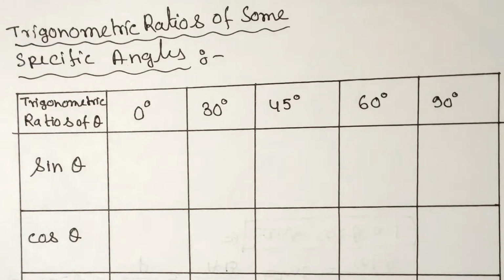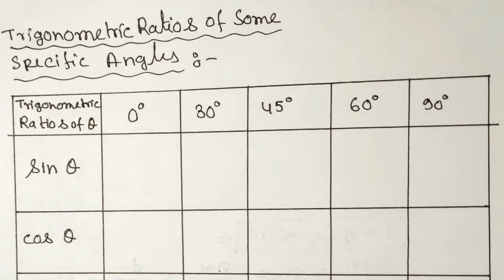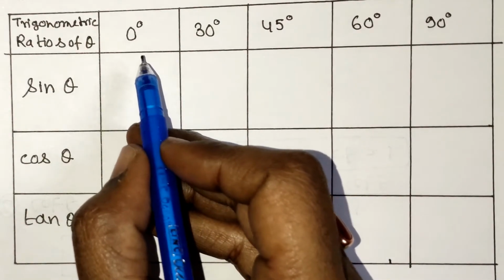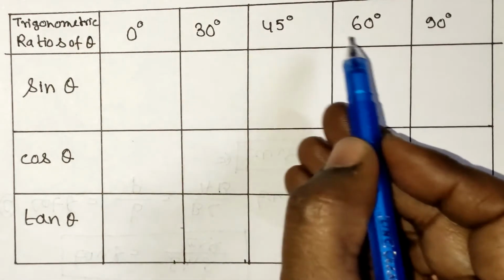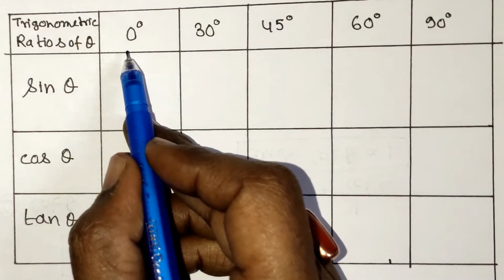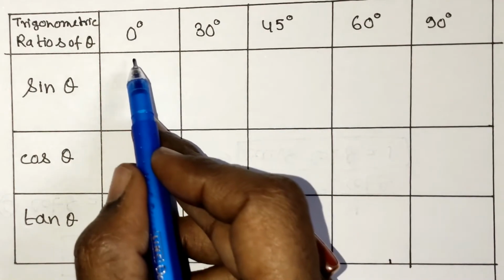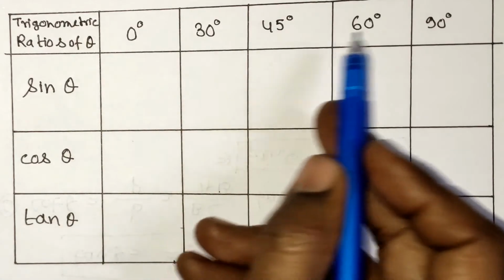Now all of you look very carefully. You have to understand how to find out the values of the different trigonometric ratios at different measures of its angles. At first, write down the angles as 0 degree, 30 degree, 45 degree, 60 degree and 90 degree. Don't make a mistake here. Write the angles in proper order. They are in ascending order.